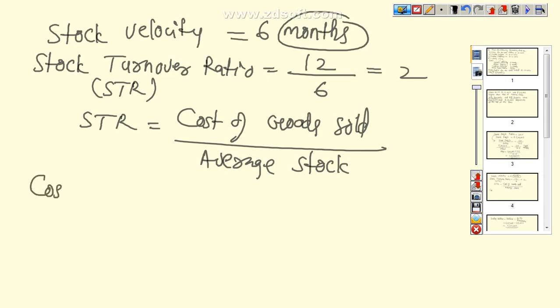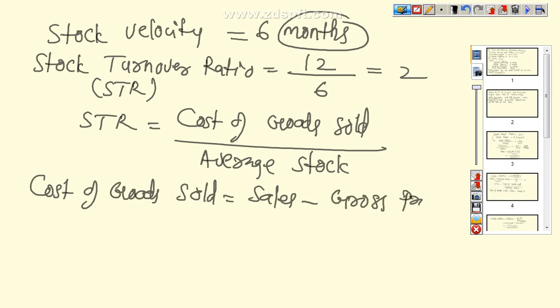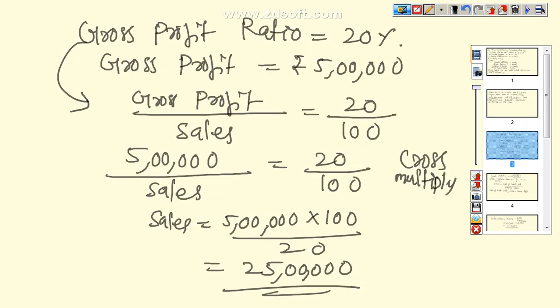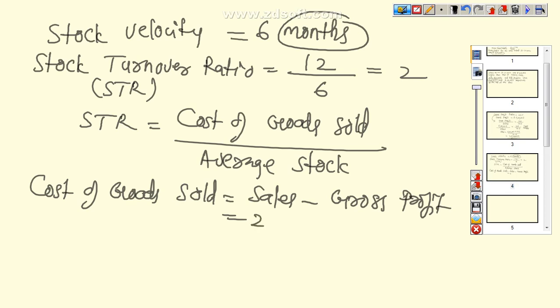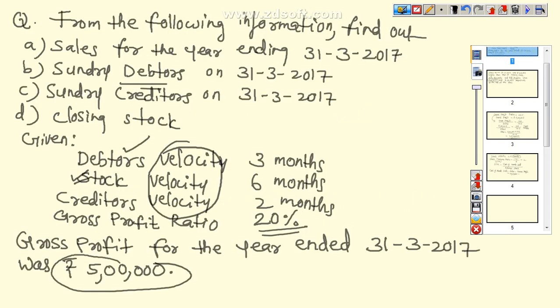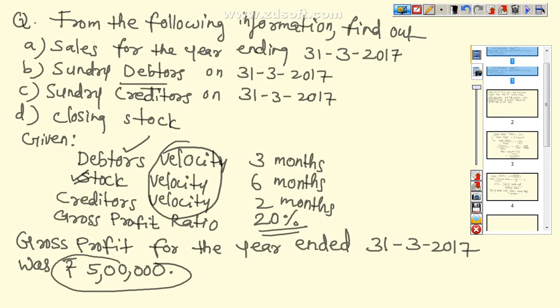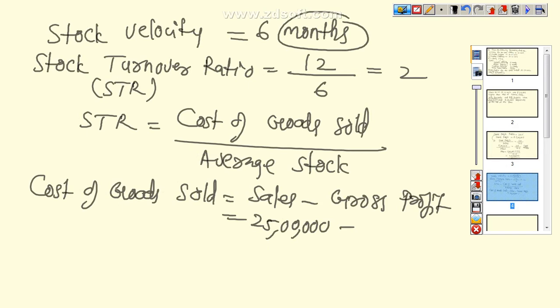So cost of goods sold is equal to sales minus gross profit. Now we know the value of sales. We have calculated sales is equal to 25 lakh. So we can write it here: 25 lakh minus gross profit, which is given in the question, that is 5 lakh. So cost of goods sold is equal to 20 lakh.